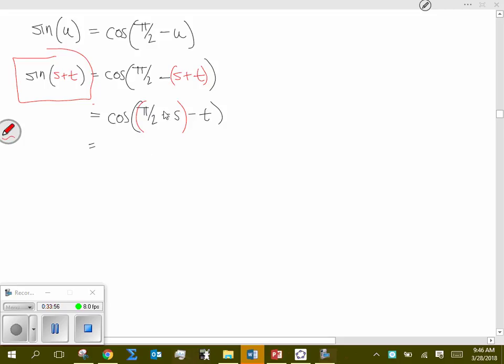So now we see that we have our first angle. Okay, so this is one angle, and this is a second angle. So those are our components for the cosine. So the cosine is going to look something like this. It's going to be cosine of something times cosine of something. This is subtraction here, so this is going to turn into addition. Sine of the first angle, sine of the second angle. Now the first angle is pi over 2 minus s. The second angle is t. Pi over 2 minus s, and then t.